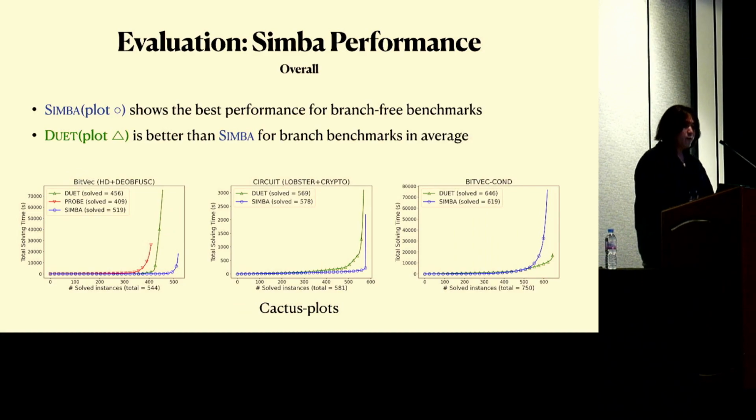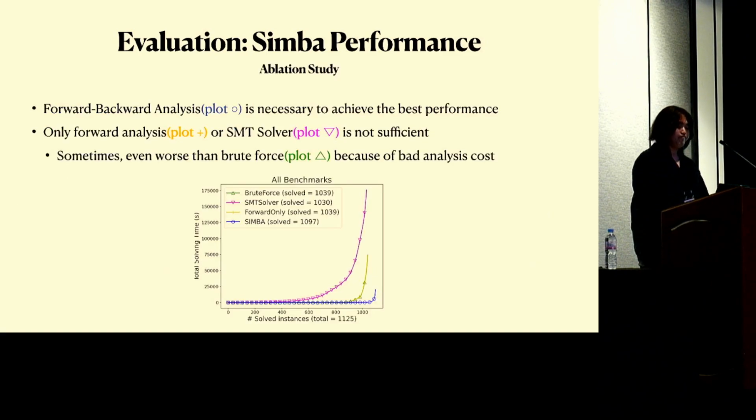The overall performance for each benchmark group is represented in these scatter plots. For the branch-free benchmarks, SyMBA, the blue circle dots, shows the best performance. However, for the branch benchmarks, Duet, the green triangle dots, is better than SyMBA.